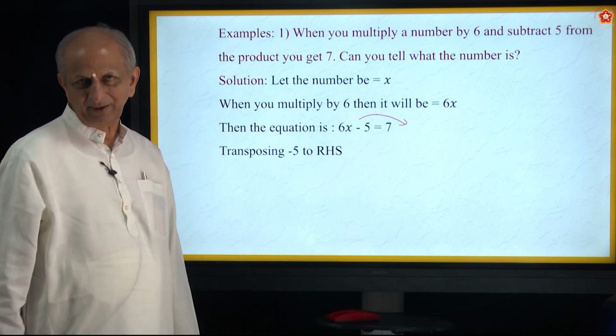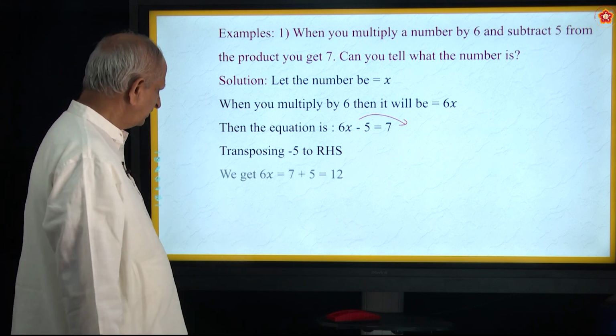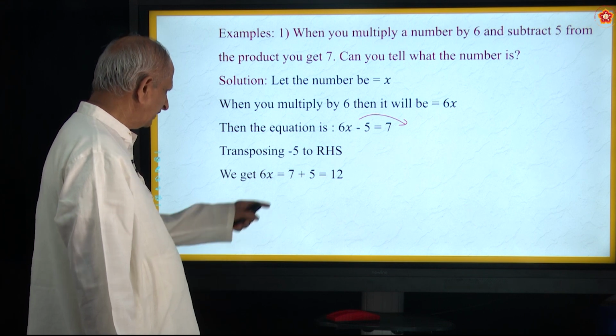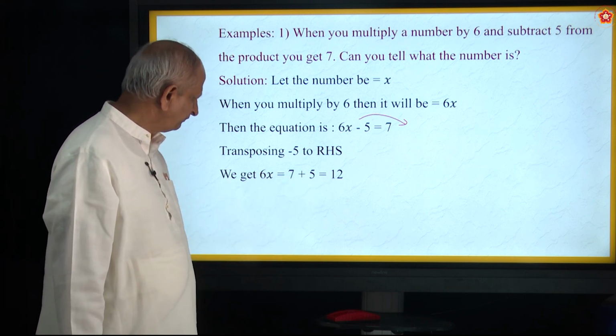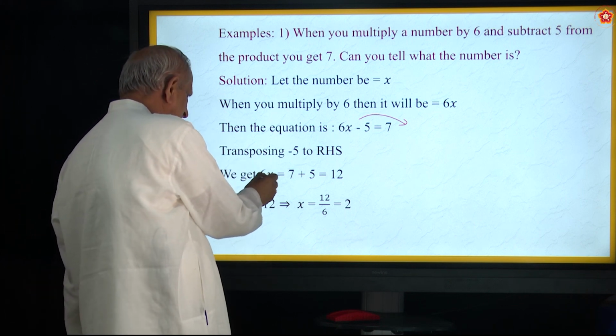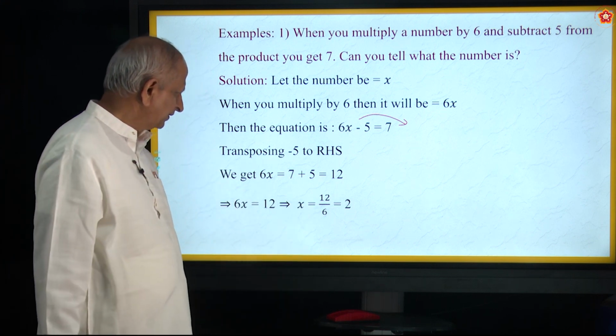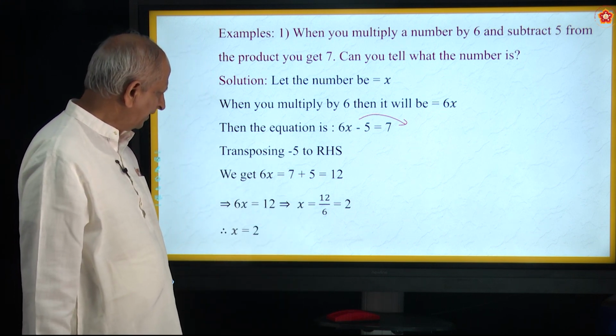7 plus 5 it becomes. Rule of signs, minus becomes plus on the right hand side. So you get 6x is equal to 7 plus 5, that is 12. So x is equal to, here x is multiplied by 6, bring to right side, 12 by 6, that is 2. So that number is 2.